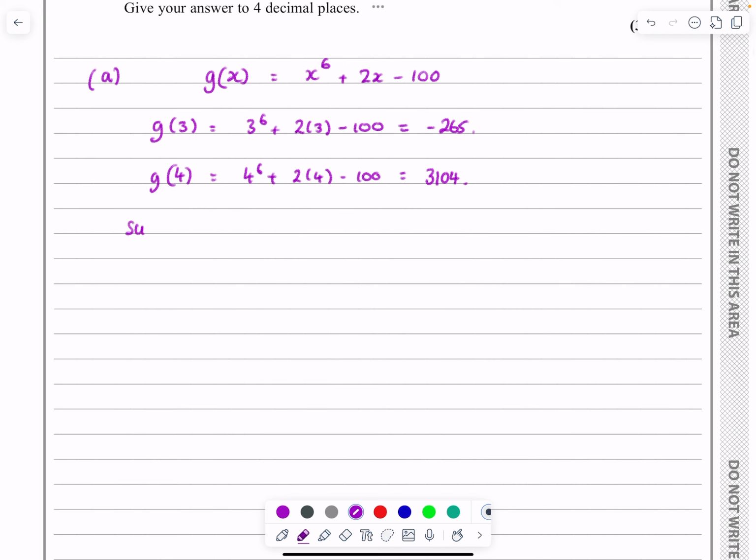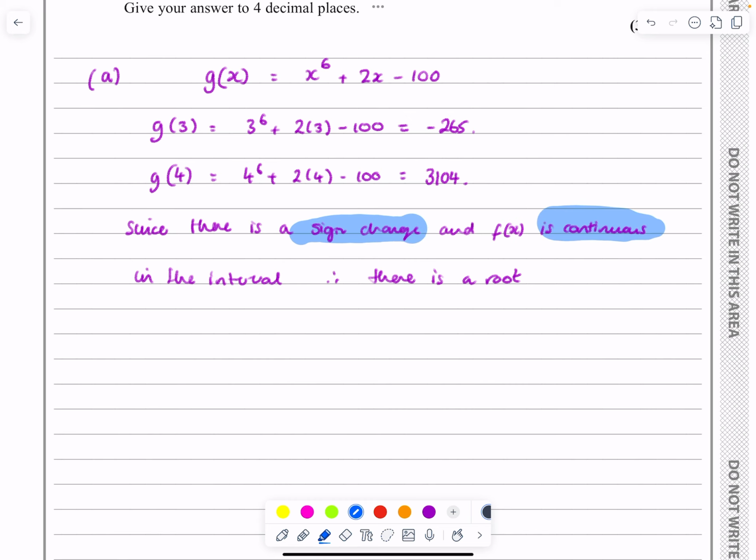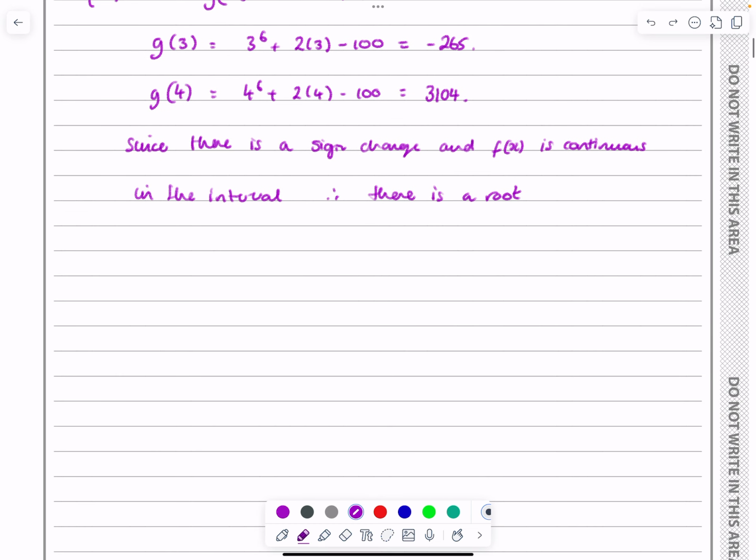So we're going to say, since there is a sign change, and that's not enough to get the mark, we also say g(x) is continuous in the interval. Therefore, there is a root. That's enough information to get the marks. The examiners are looking for sign change and they're looking for continuous. So make sure you've got both of those. I just used exactly the same language as I've done there. I use it every single time.